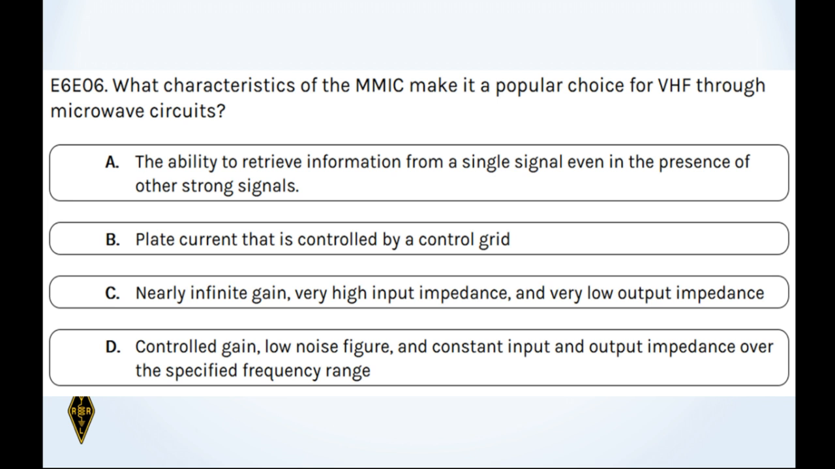D is in dog, all of those. Controlled gain, low noise figure, input and output impedance constant. Yeah, helps out the designer's job immensely.